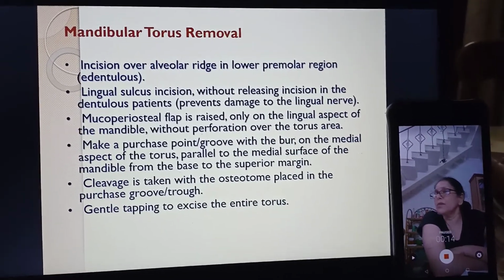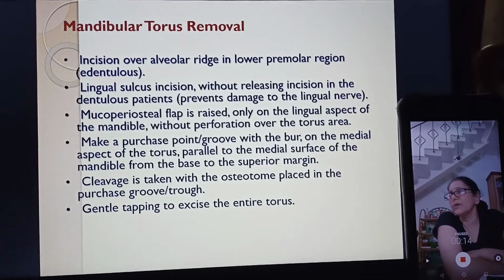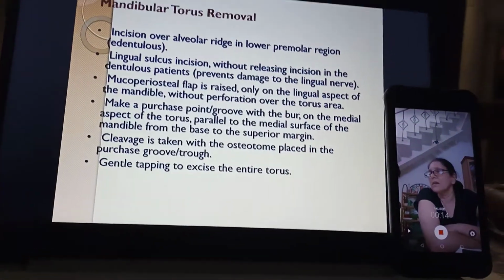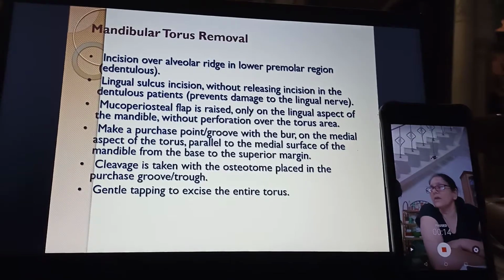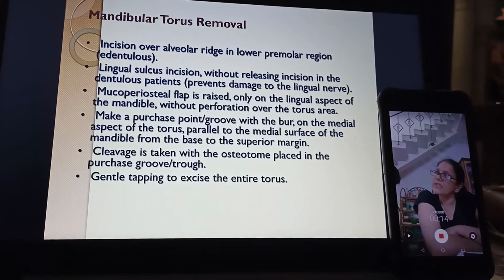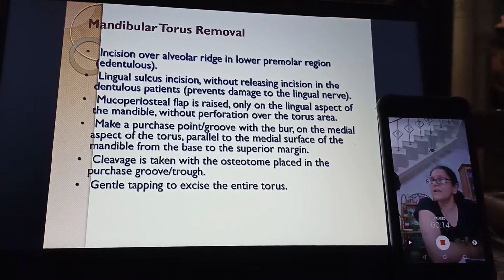Similarly, mandibular torus removal should also be carried out because they can interfere with the smooth seating of the denture. So we will see the diagrams first.